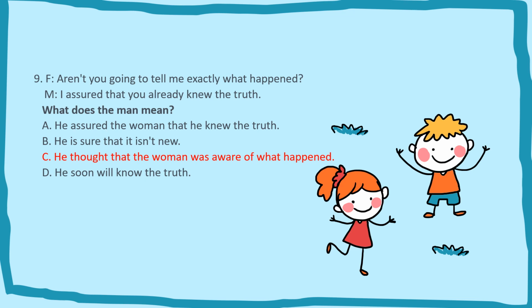The correct answer is C, because the main statement explained that the woman already knew about what happened. It means that he thought the woman was aware of what happened. Options A, B, and D are not related to the main statement.